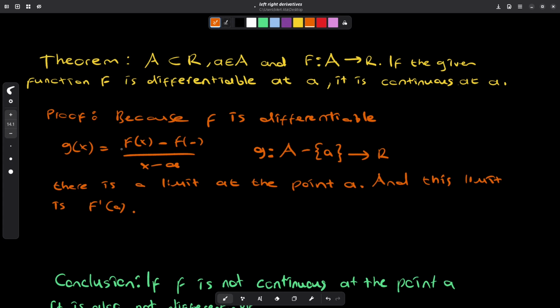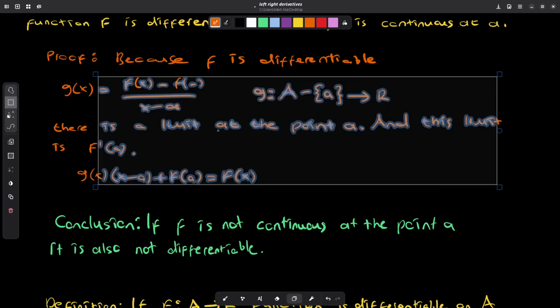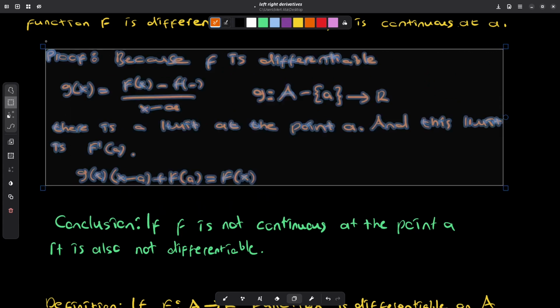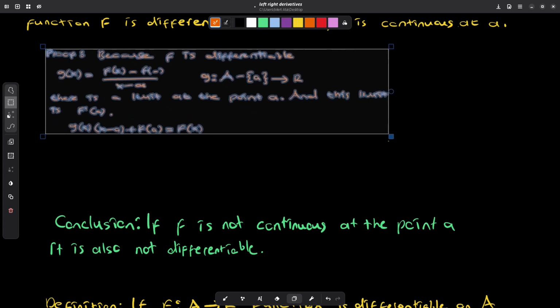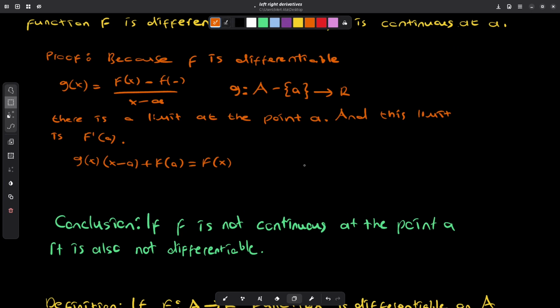From this equation, let's try to leave f(x) alone. g(x) times (x minus a), I multiplied both sides with x minus a, and now I send f(a) to the other side, plus f(a) is equal to f(x). Let me try to create some space for myself. Okay, I can read it, right? Yes. Is f(x).